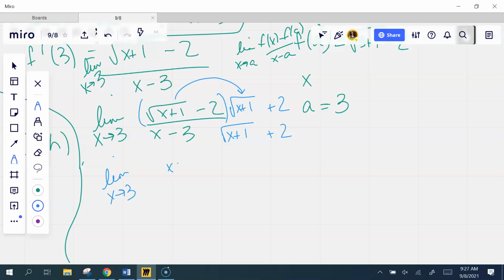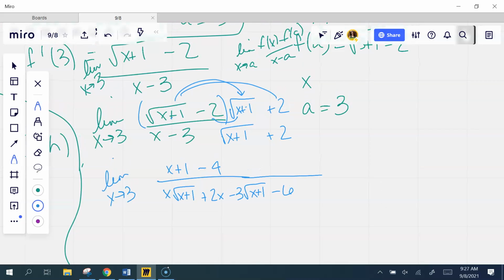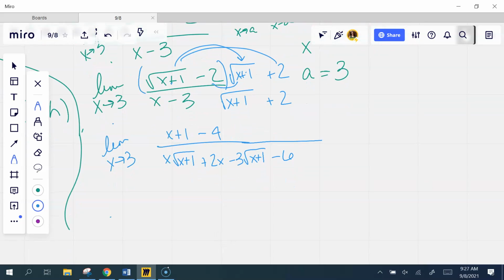All right, well, this becomes x plus 1. This and this cancel. Minus 4 over. The conjugates cancel out. The 2 square roots cancel each other out when you multiply something by itself. Anytime you see a radical and you're adding or subtracting.